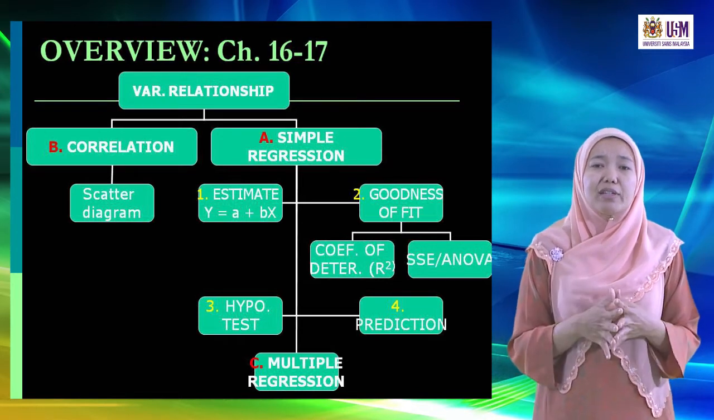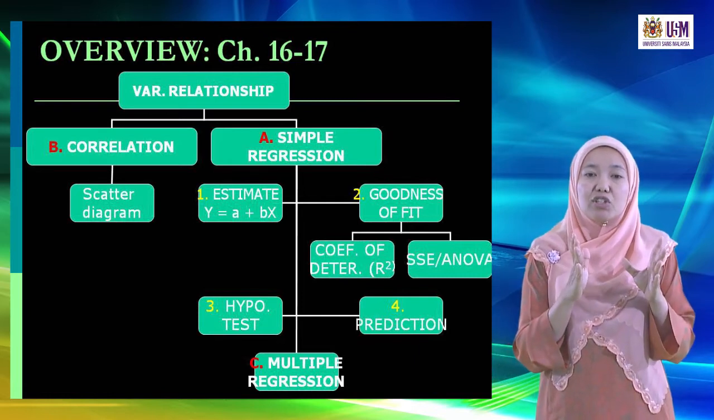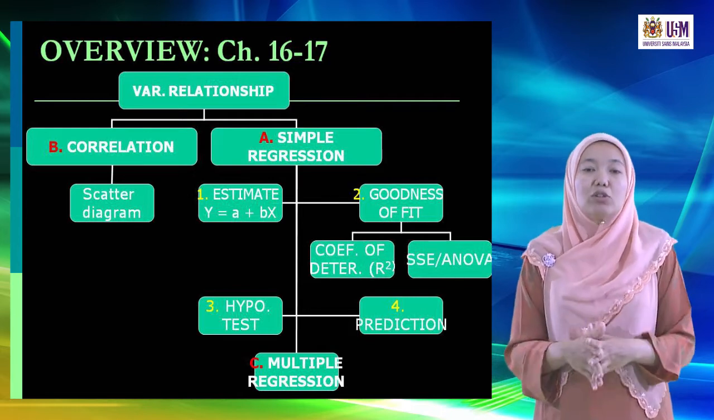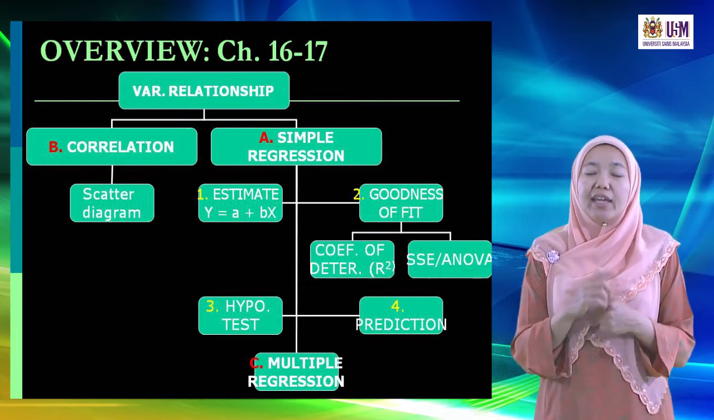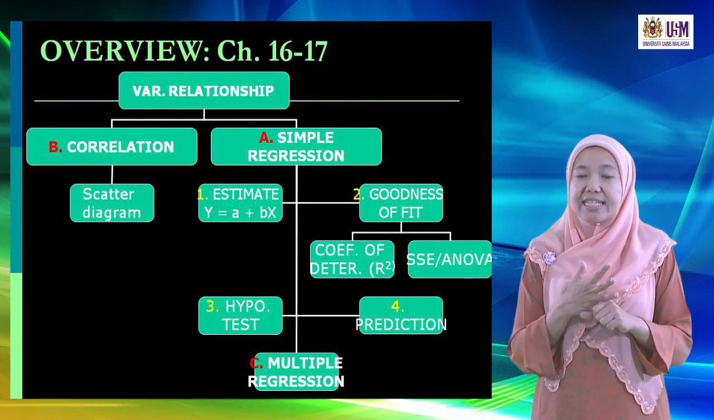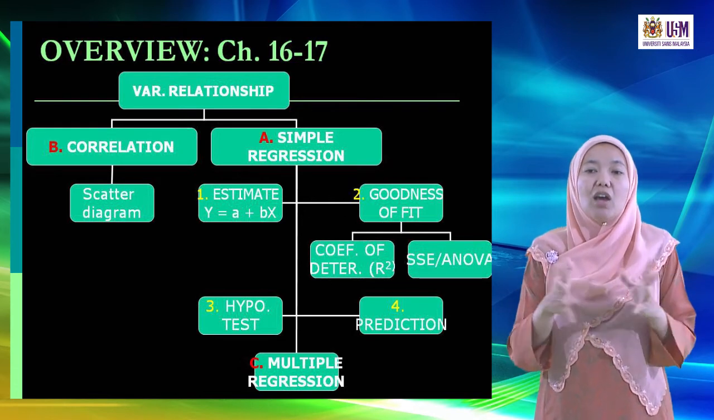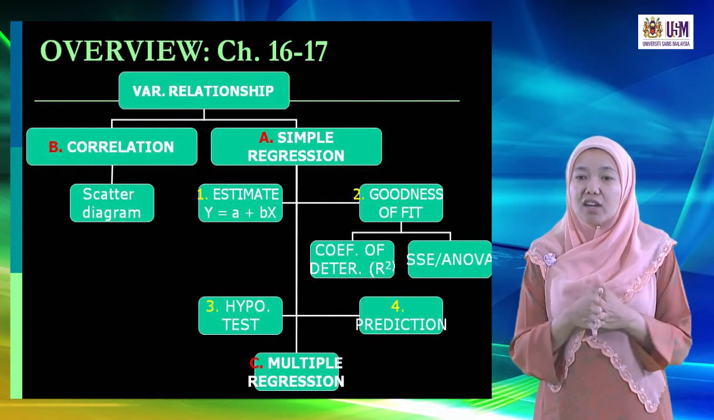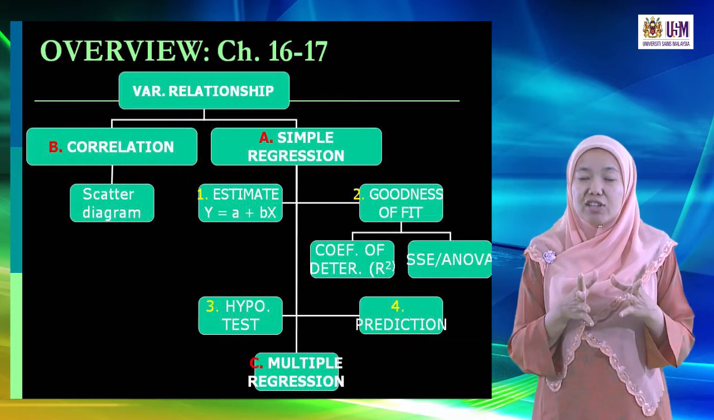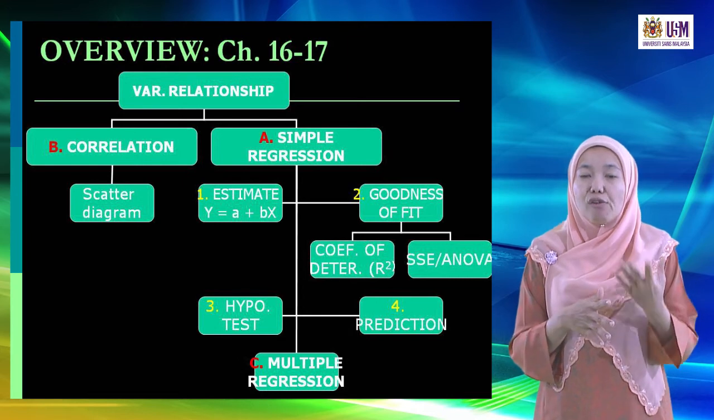So when we discuss simple regression, first you need to estimate your estimation equation, which is y equals a plus bx. We'll look into this in detail. Number two, you're going to discuss the model or the equation's goodness of fit. Goodness of fit will be in terms of the coefficient of determination, your R square, or it can be in terms of sum of square error or ANOVA, which will be discussed in another topic in the next part of the series. In part 3, you still come across hypothesis testing, instead with a different formula for step 3.